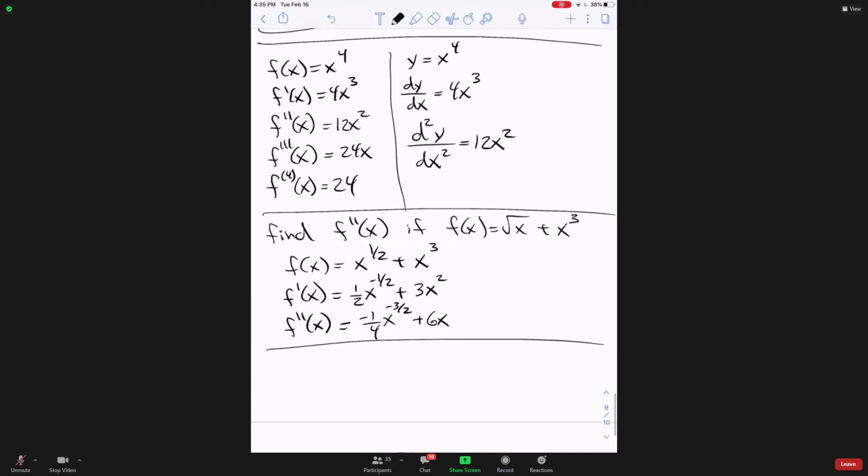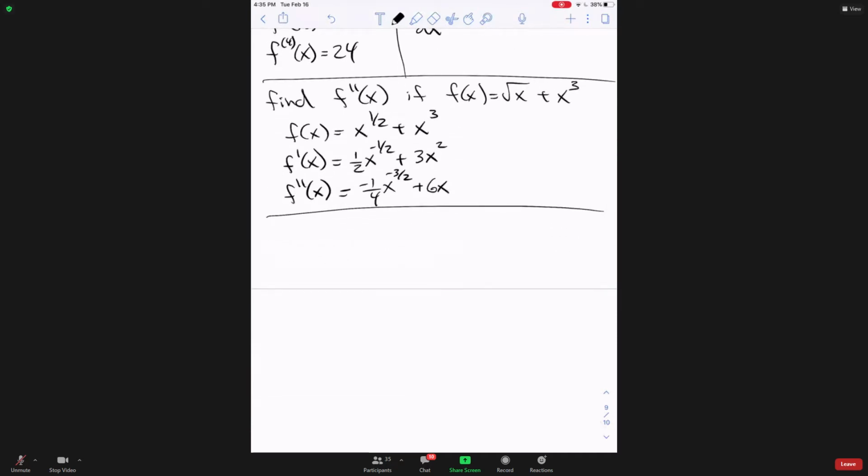Now, let's talk about if you have s of t, that's the displacement function.